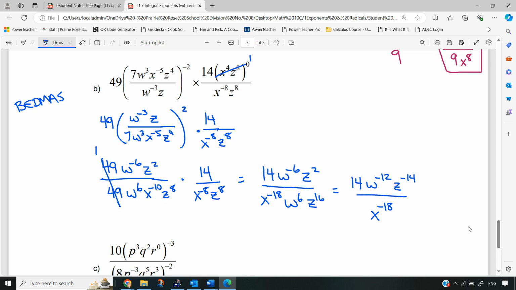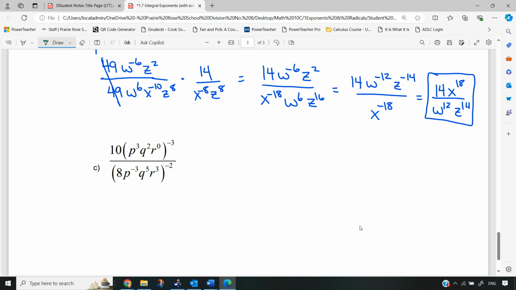My last step again is just to check that all of my exponents are positive. So notice that my x is going to move to the numerator and my w and z will move to the denominator. So I'm going to have 14x to the 18th divided by w to the 12th and z to the 14th.